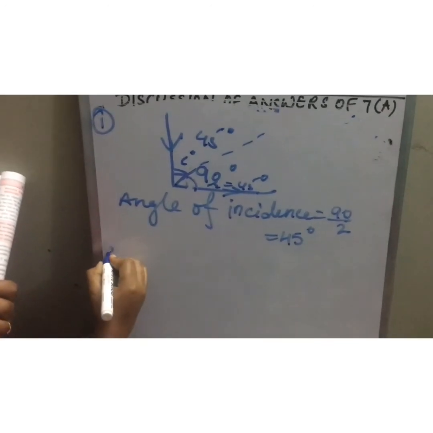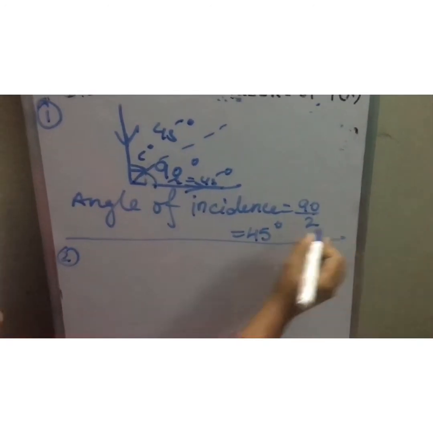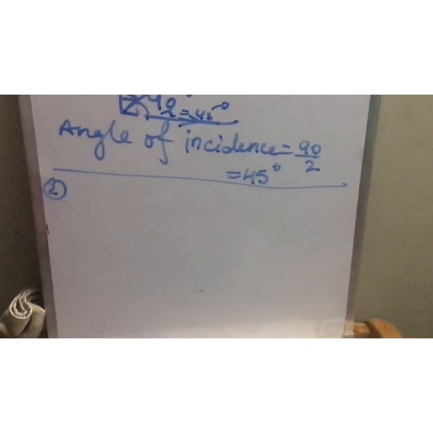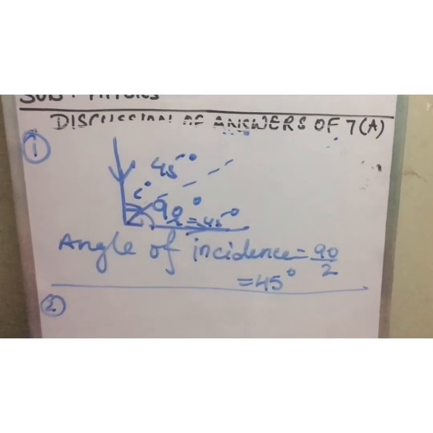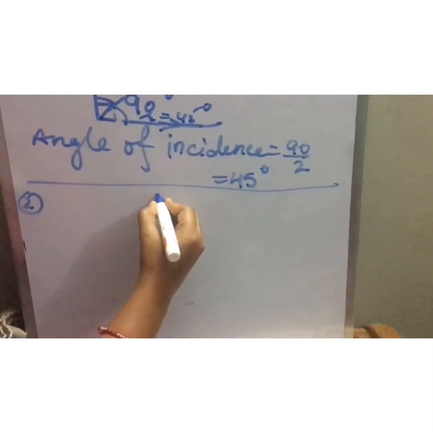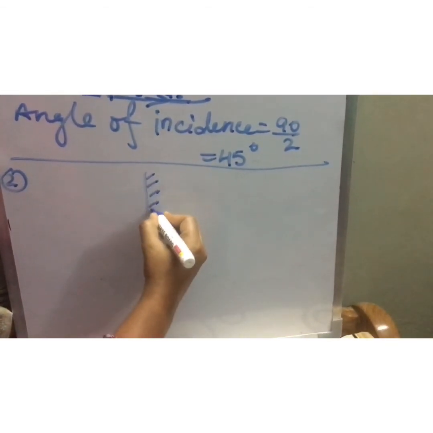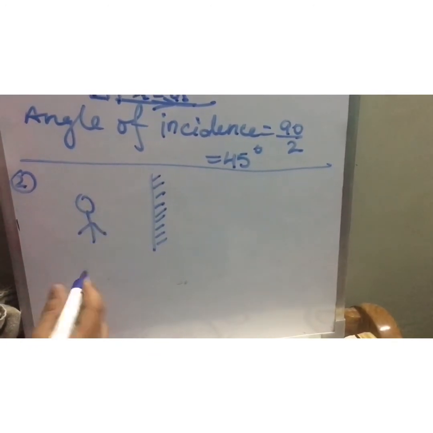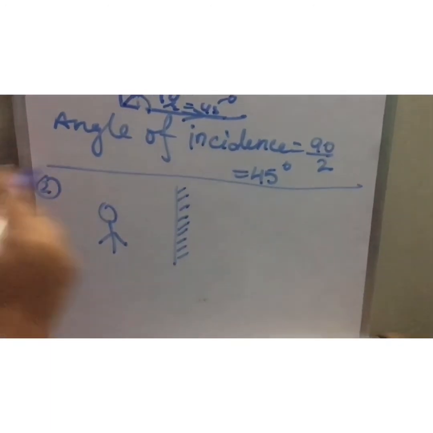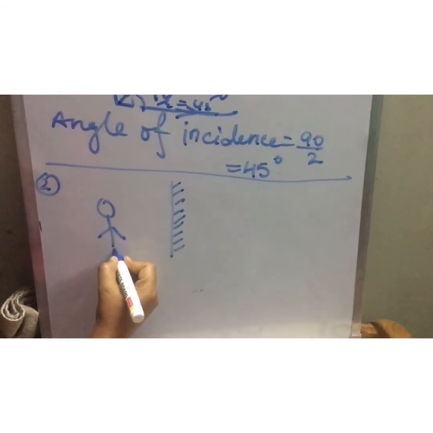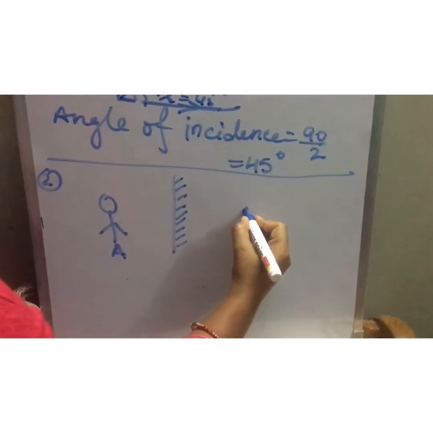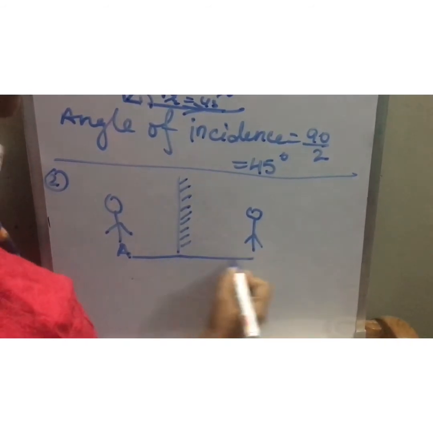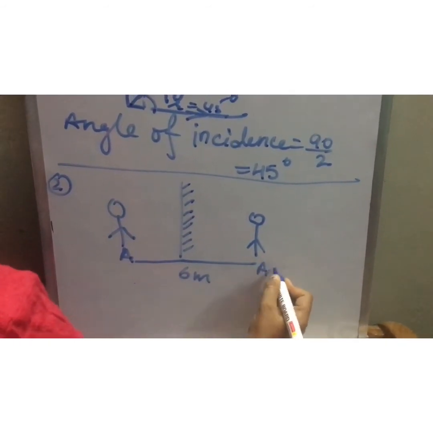Now question number 2, students. A man standing in front of a plane mirror finds his image at a distance of 6 meters from himself. That means a man is standing in front of a plane mirror. Wherever he is standing, like the position A, he is finding his image at a distance of 6 meters. That means this total distance is 6 meters. Let it be A dash position.